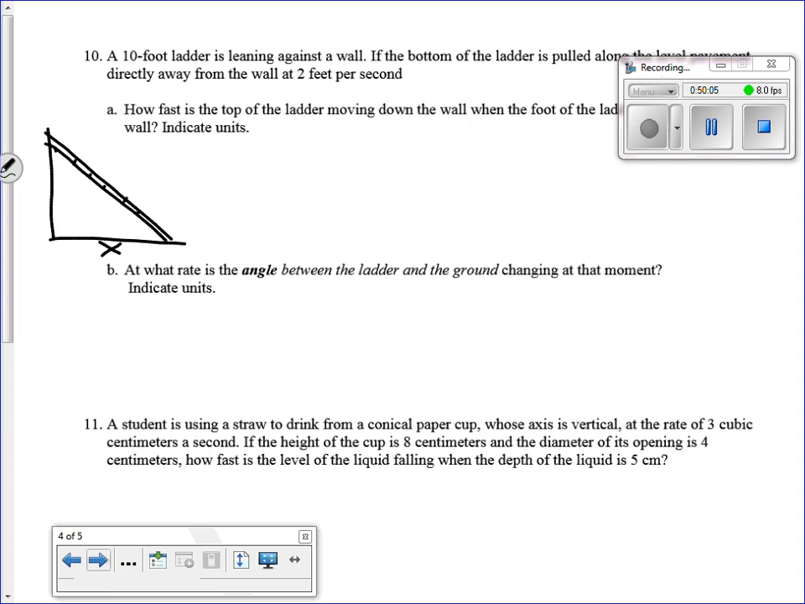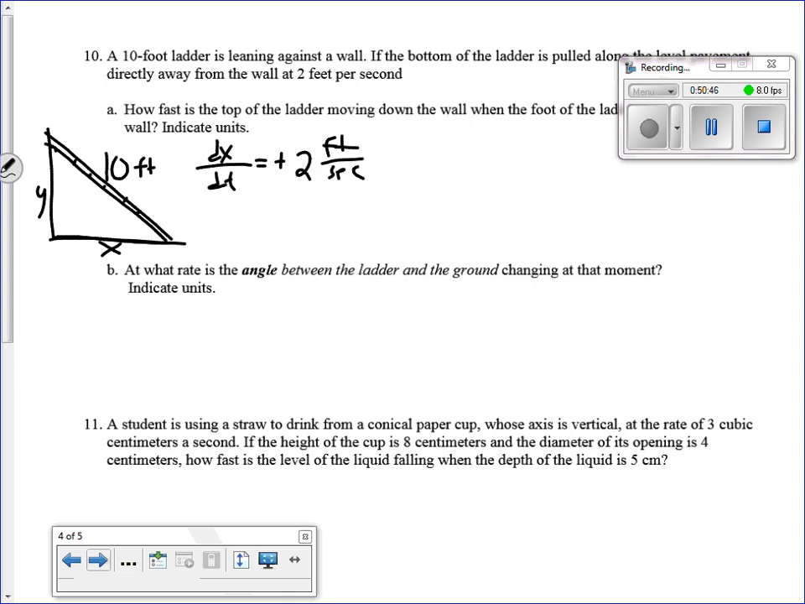The other length that's changing is the distance from the top of the ladder to the ground. As it slides down, that's going to be getting smaller. The length of the ladder doesn't change, so it's okay if I put the number right on there. You can only put numbers on before you take the derivative if they never change. The bottom of the ladder is pulled out directly away from the wall at 2 feet per second, so that is dx/dt. And because x is increasing, I'm going to keep it positive 2 feet per second.